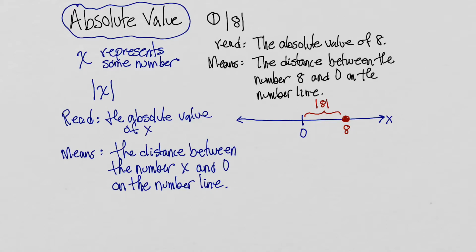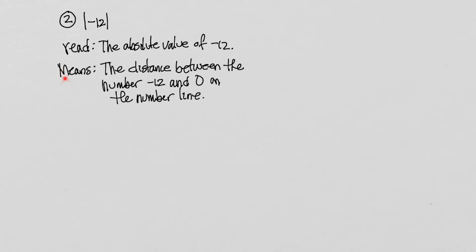Now this is a pretty easy one to see. You can see that the absolute value of 8 is 8 because the distance between 8 and 0 on the number line is 8 units. Let's look at another one. What about this one here? How do you read this? We read this as the absolute value of the number -12. And what does it mean? This means the distance between this number here, -12, and 0 on the number line.